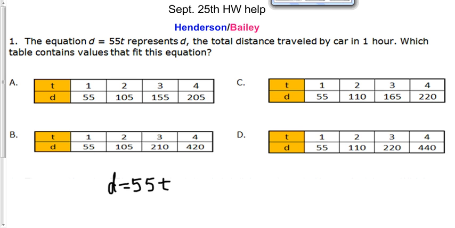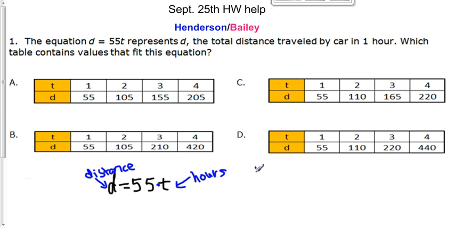So if you look at the bottom, d equals 55t. When there's no sign, that means to multiply, but we've got to figure out what the d is. D is your distance, which is in miles, and t is your time, in hours. Okay, once I know that d is my distance, t is my hours, and no sign means to multiply, if they're asking me which graph matches, I can just plug my numbers in. Now, it looks like all the ones are the same, so I don't even have to plug it in.